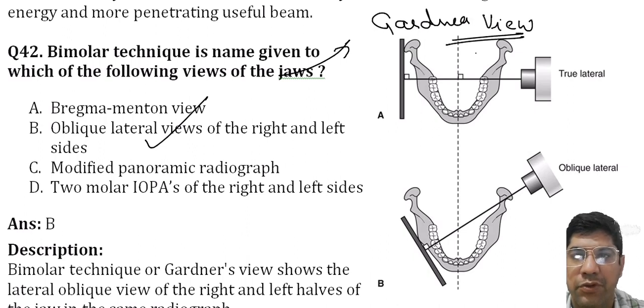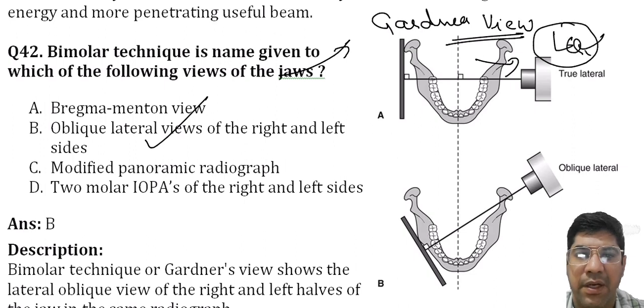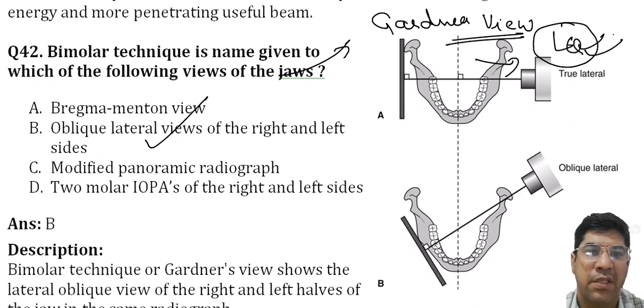So that is used to capture lateral oblique view of right and left side of the jaw in the same radiograph. So you have to give two exposures, the first exposure and the second exposure. In the first exposure, the cassette is placed so that one side of the patient's face covers half of the cassette with the nose pointing towards the midline. The X-ray head is positioned to capture the desired area, and the first exposure is taken.